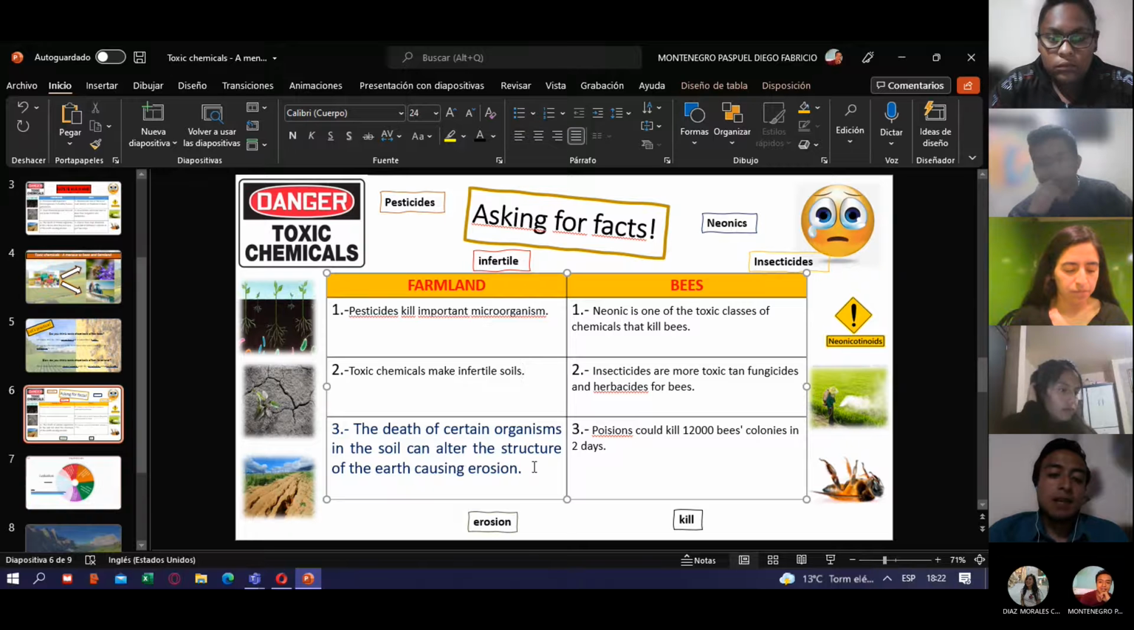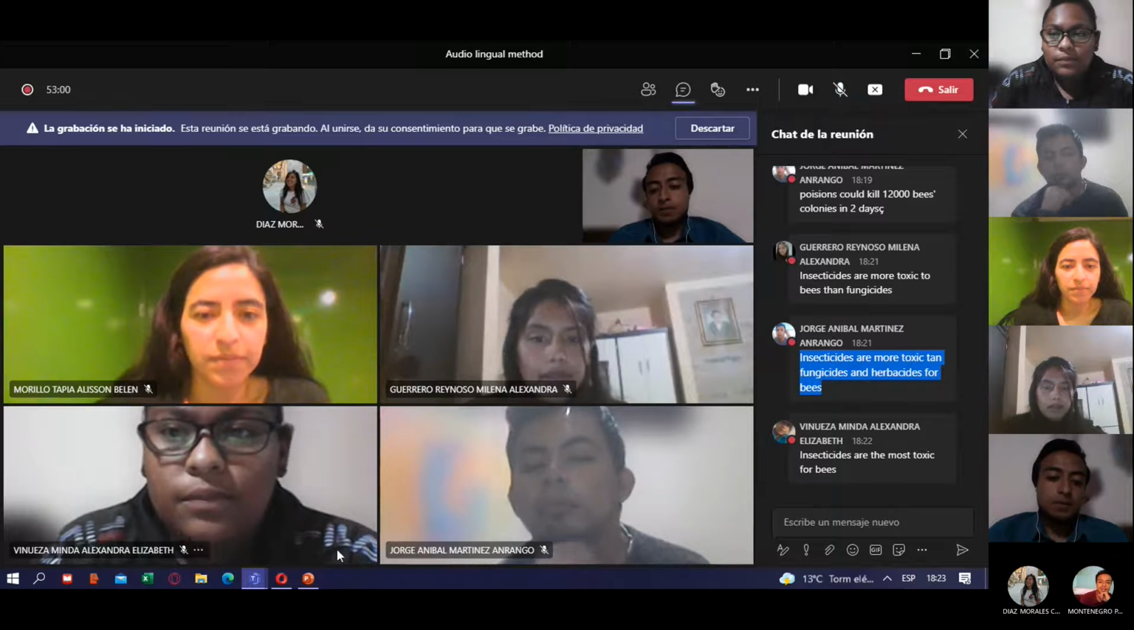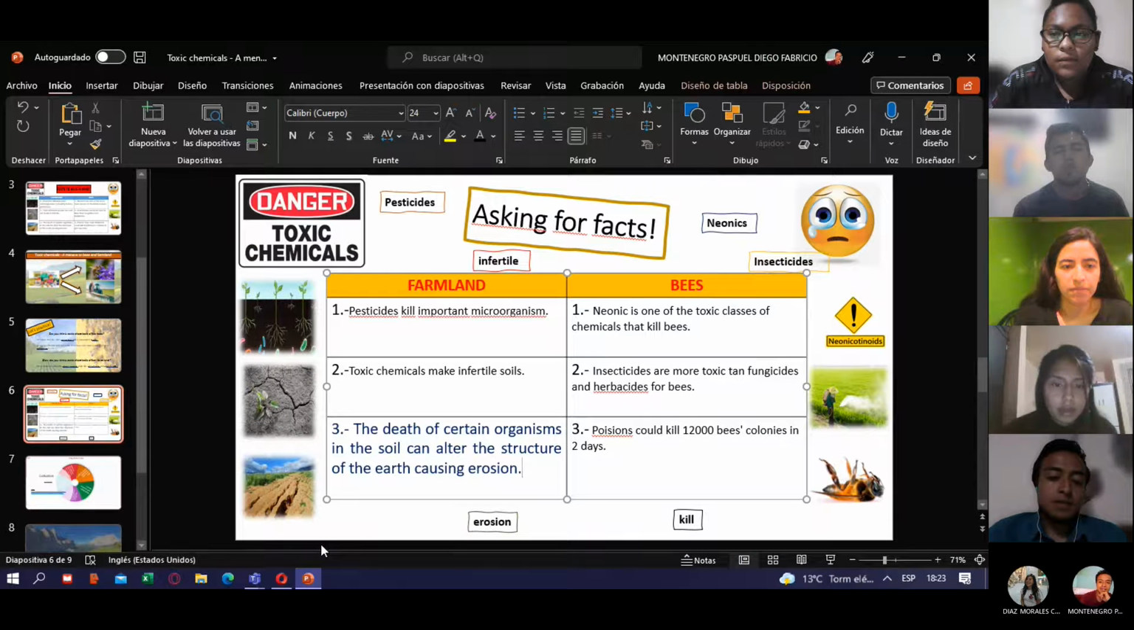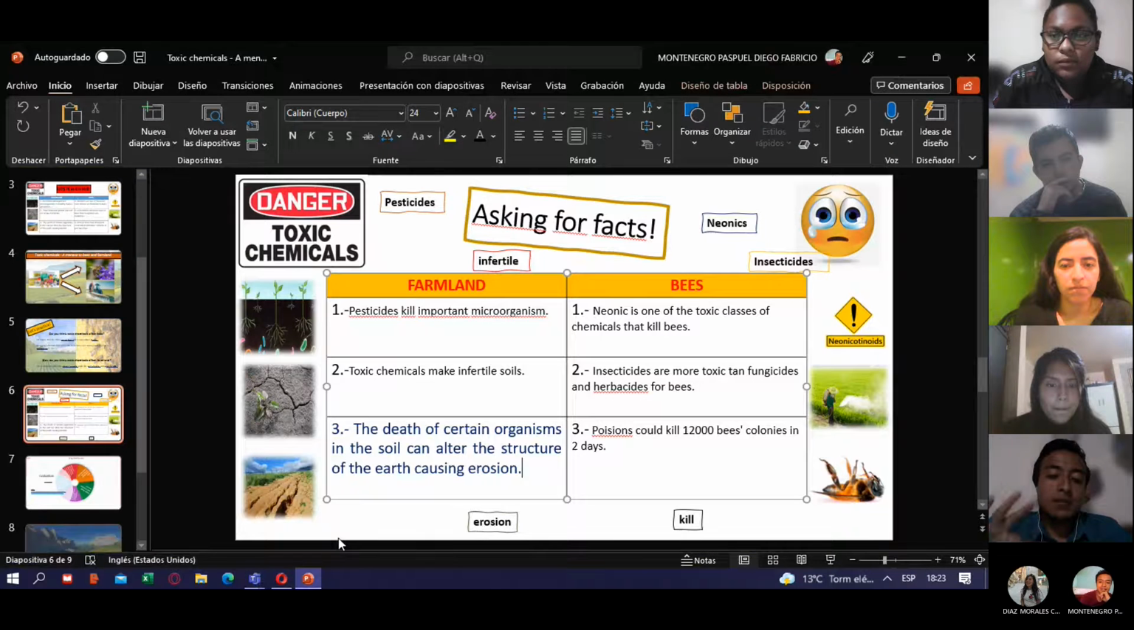So the third one, please, Alexita, could you help me reading, please? The death of certain organisms in the soil can alter the structure of the earth, causing erosion. Okay, everybody can repeat the third one about farmland, please. Here's the third, the number three, about farmland. Please repeat, everybody. The death of certain organisms in the soil can alter the structure of the earth, causing erosion.